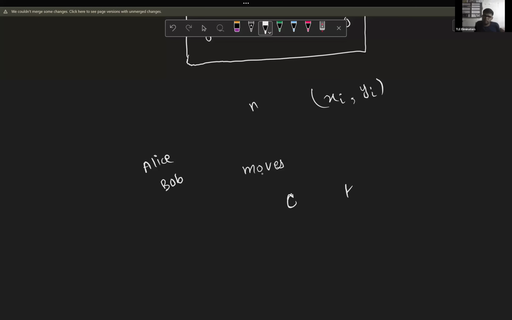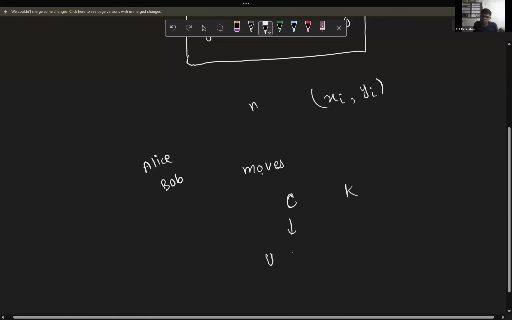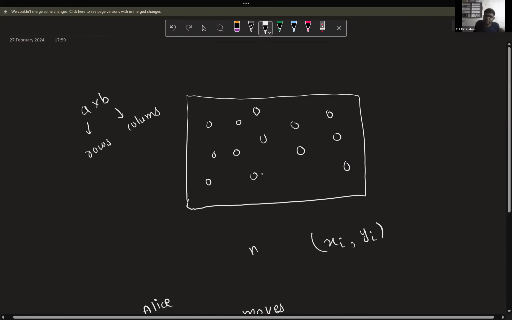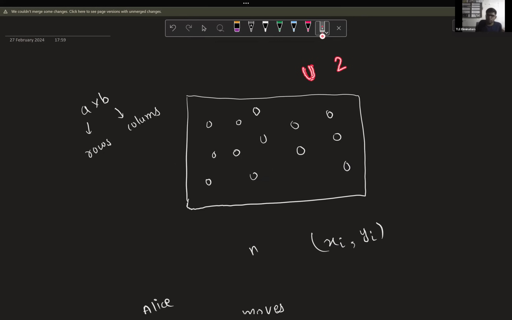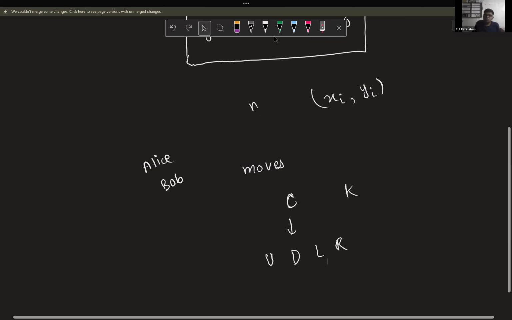So what will happen is the direction can be one of these four things: either up, down, left, or right. Now let us say it is up. If Alice says that she chooses up and the value of k is 2, then the two rows from the top will be deleted, and all the points lying in one of those cells will be awarded to Alice.